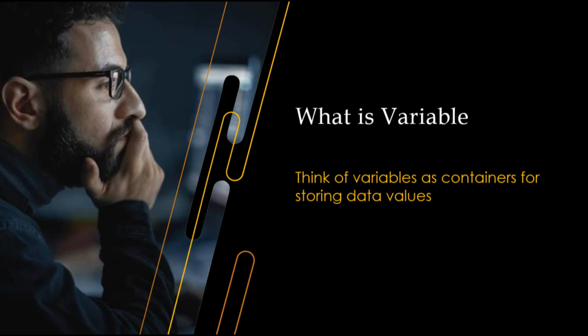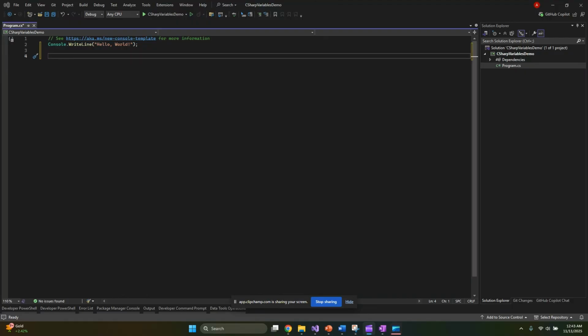Variable declaration syntax is typically data type, variable name, equal to value. So it looks like data type, variable name, and value. So this is how the syntax of declaring a variable looks like. Let me show you some examples.